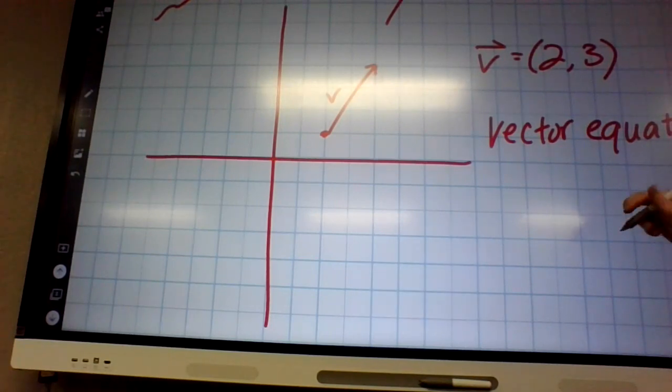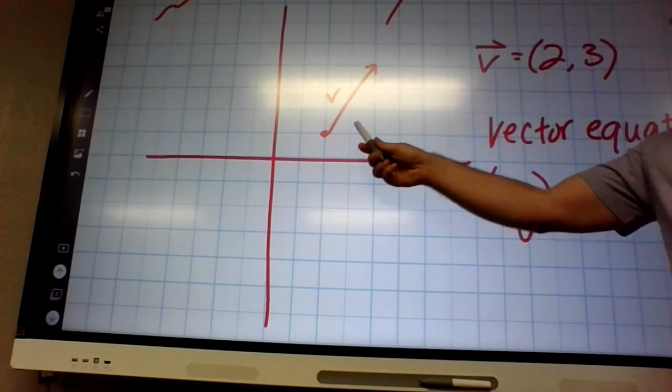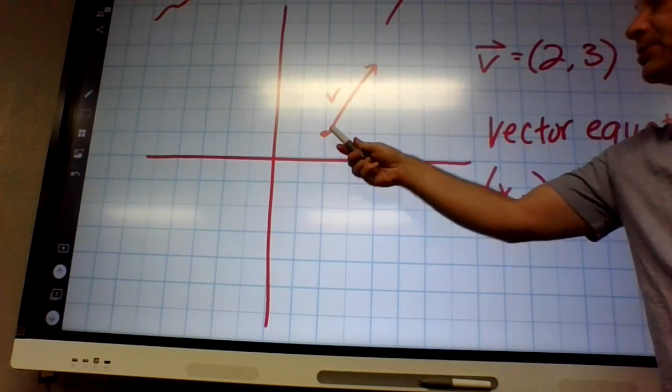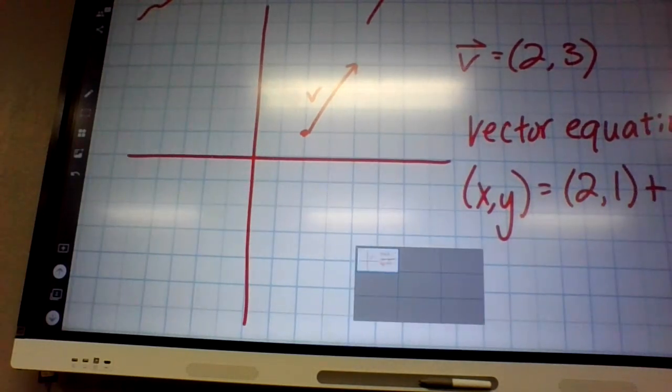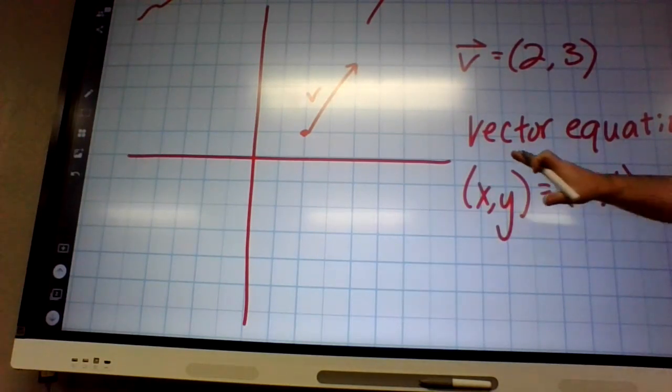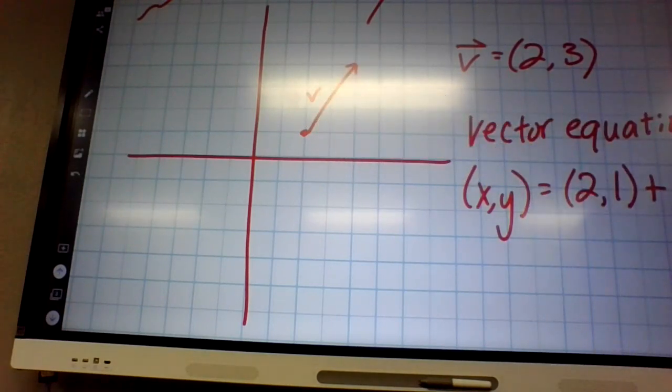So you just start with the starting point. In this case, it would be at (2, 1). And then basically you add on how far it is moving for each unit of time. So in this case, it's moving right 2 and up 3, just like that thing from yesterday. But we put a little variable in there, t, for time.